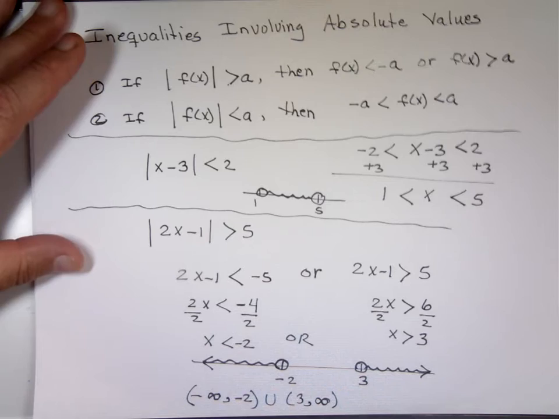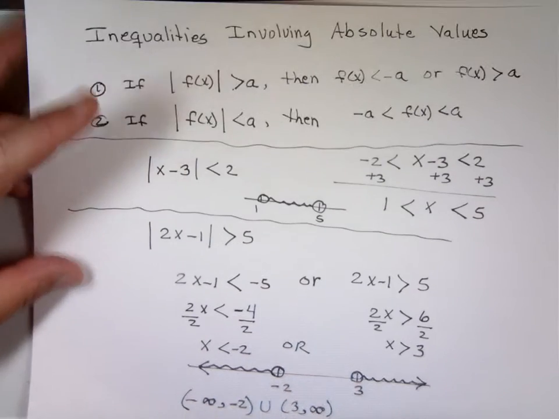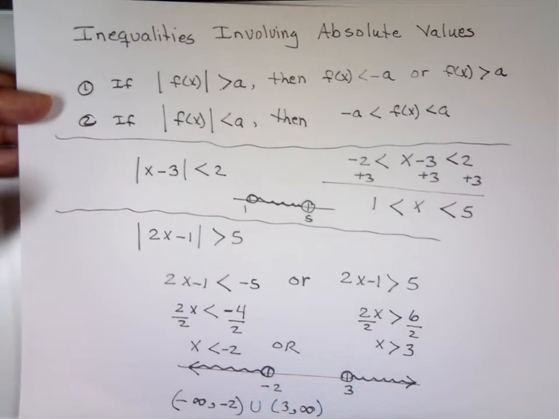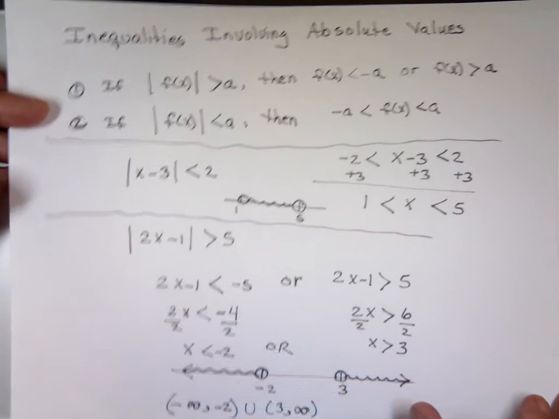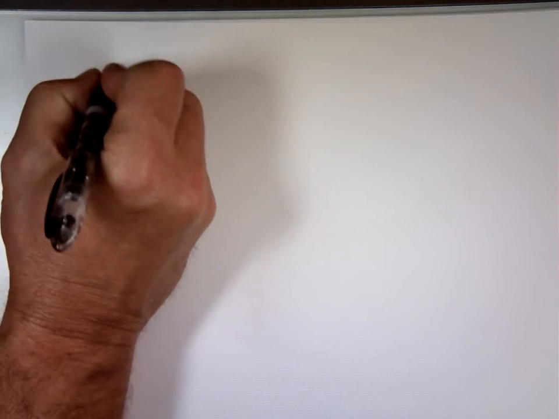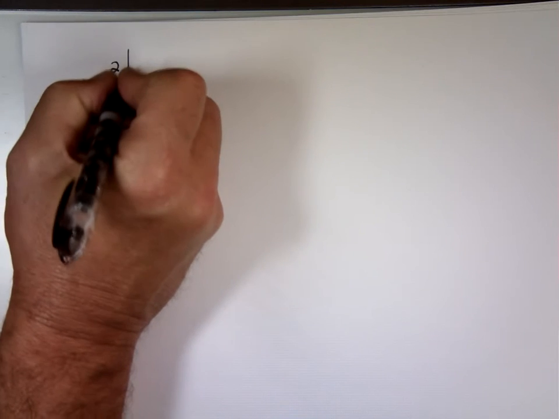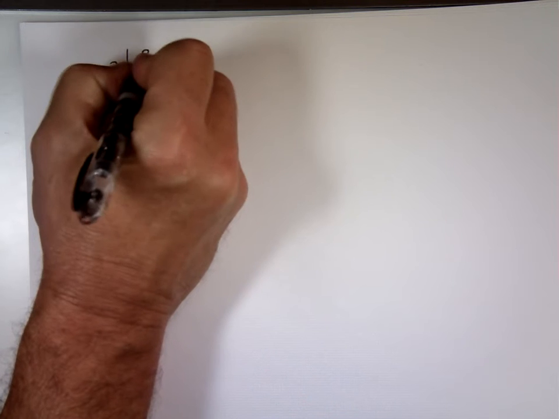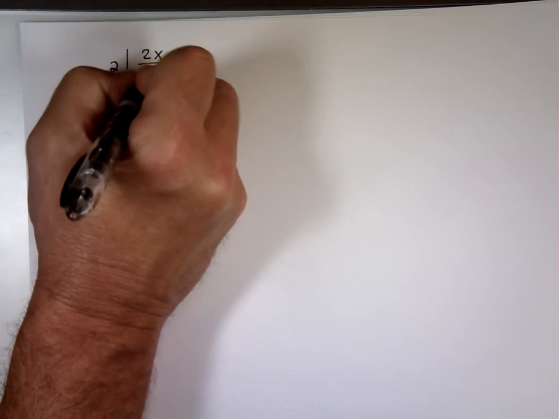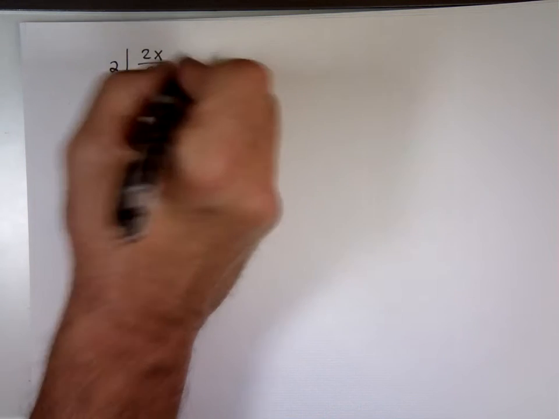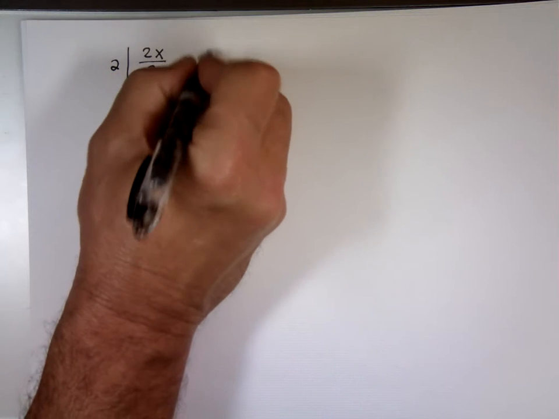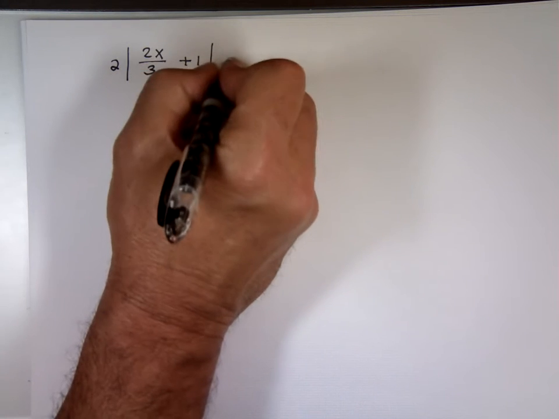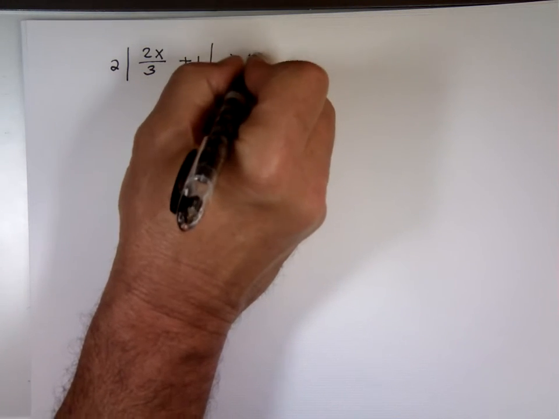Let's add a couple more problems, then we'll call it quit for the night. Let's say I have this problem, 2 times the absolute value of 2x over 3, plus 1, I'll get rid of them, don't worry, greater than or equal to 4.